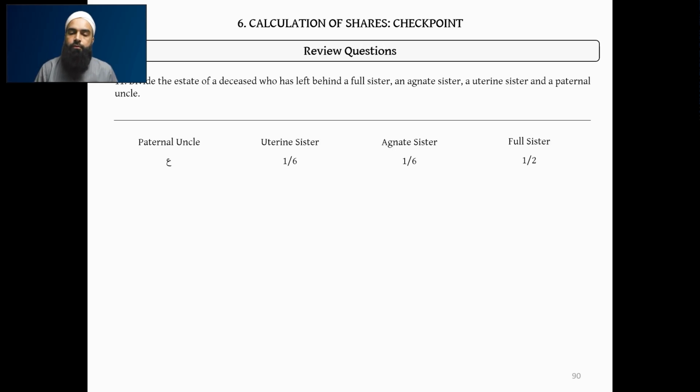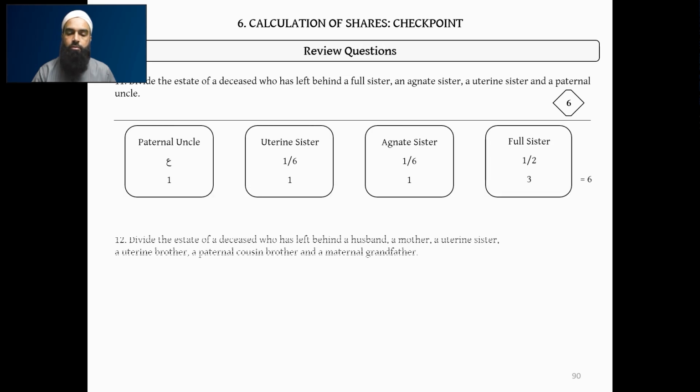So now, for the full sister there's a half, which is from group 1, and there's also 1/6, but the 1/6 is both the same, and it's from group 2. So again, we just go to the half, the 2, we multiply by 3, and our divisor is now 6. So half of 6 is 3, the full sister gets 3, the agnate sister gets 1, and the uterine sister also gets 1. There is 1 left over to give to the paternal uncle. So you've got 6 total and everything is good.